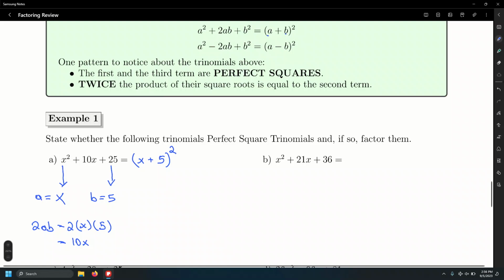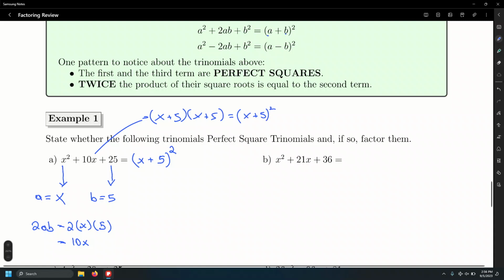However, this trinomial we have over here can be factored using the double bubble method, because from here, factors of 25 that add up to 10, what are those factors? 5 and 5, right? X plus 5, x plus 5, and surprise, check this out. Isn't that the same as saying x plus 5 squared?